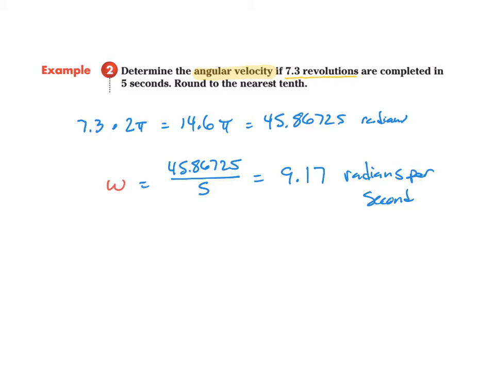Now, because I've read the directions and I remember that it says round to the nearest tenth, I'm going to put this answer at 9.2 radians per second. So my angular velocity for this problem is 9.2 radians per second. Convert the revolutions to radians, then divide the radians by the time. Radians divided by time. That's how you get your angular velocity.